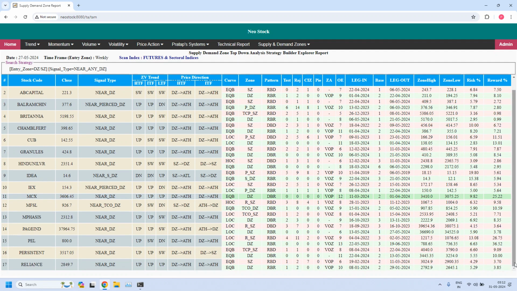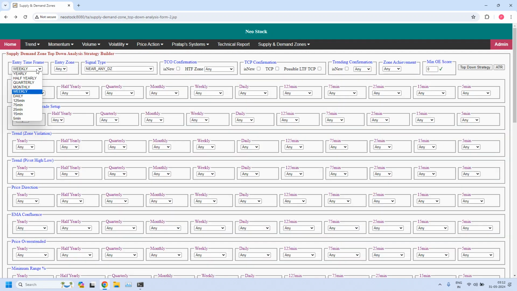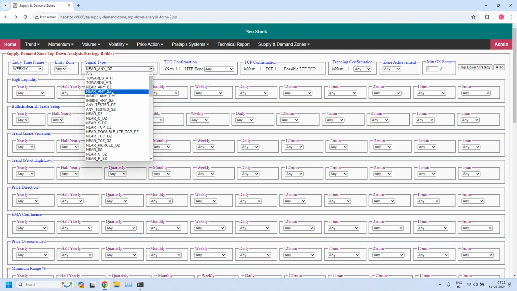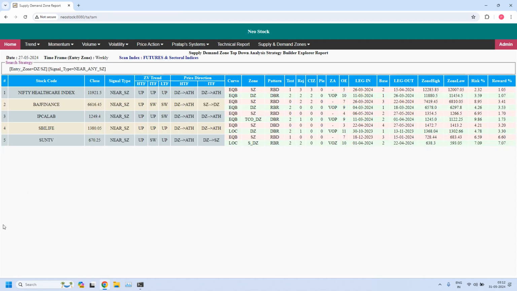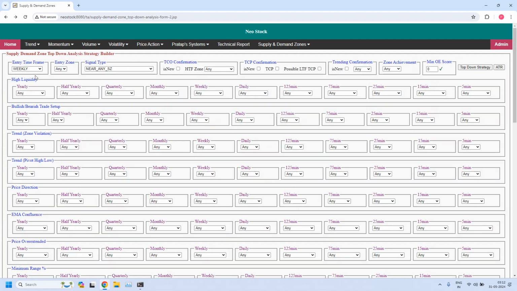Let me scroll down. So I'm going back. For weekly time frame, let us find the stocks near weekly supply zone. 5 stocks are near to the weekly supply zone. So I'm going back. Next, I'm changing the time frame to daily time frame. Entry time frame is daily.